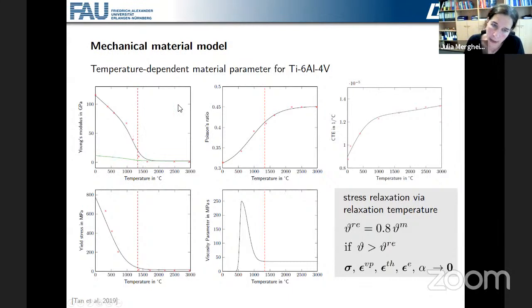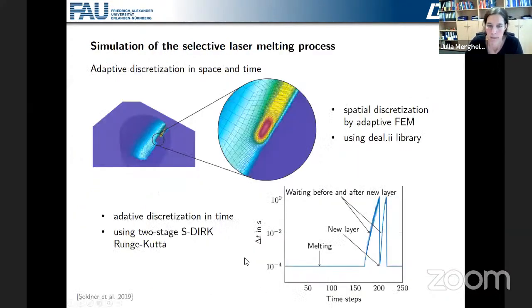This red dashed line here, which is introduced, represents the relaxation temperature, which is set here to 0.8 of the melting temperature. And whenever the current temperature is larger than the relaxation temperature, then the stresses and strains and internal variables of the last time step are set to 0. To make sure that the stresses, if we come from the melt, are equal to 0. So by means of these temperature dependencies, also the mechanical problem becomes highly nonlinear.